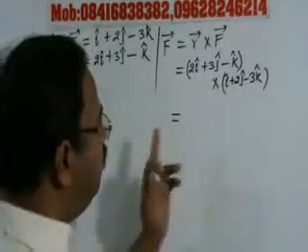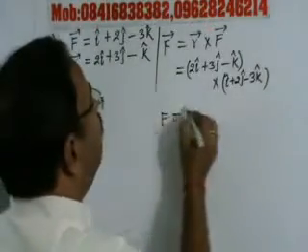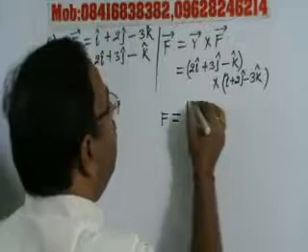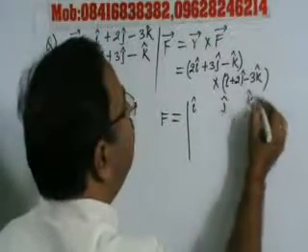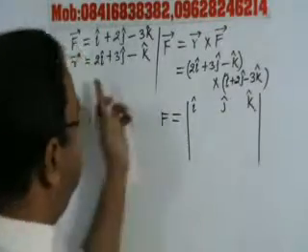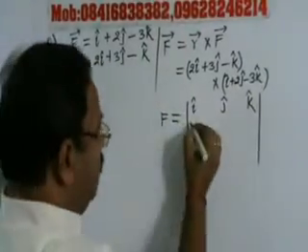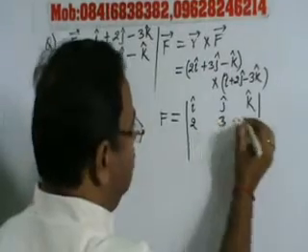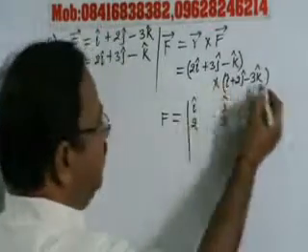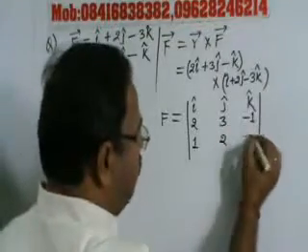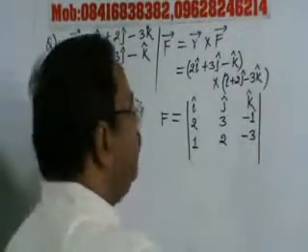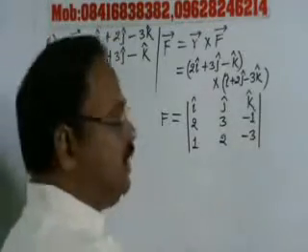So we can solve it as this torque will be equal to the determinant with i cap, j cap, k cap, right? First we take R, so what is R? 2, 3, -1, and then the force, so it is 1, 2 and -3, right? Now let us expand the determinant.